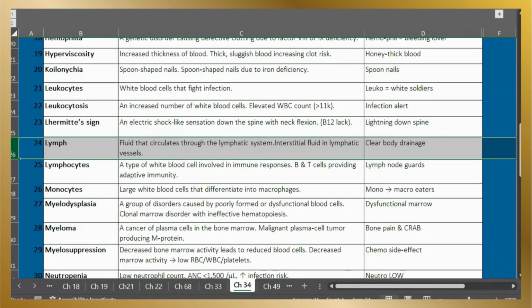Lymph, fluid that circulates through the lymphatic system, interstitial fluid in lymphatic vessels. And so it contains white blood cells, which filter through lymph nodes.